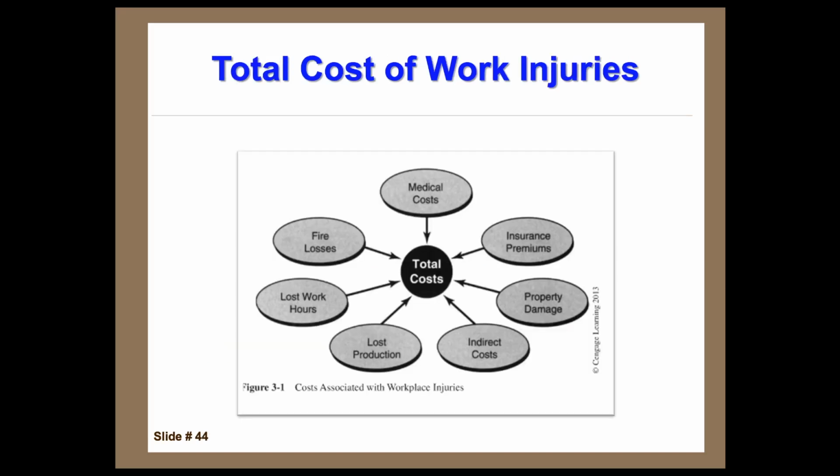So, total cost of work injuries. What is the total cost of work injuries? Number one, medical cost. Number two, insurance premiums. Number three, property damage, indirect costs, lost production, lost work hours, fire losses. All these are the different factors included in the total cost of injuries, which are called costs associated with workplace injuries.